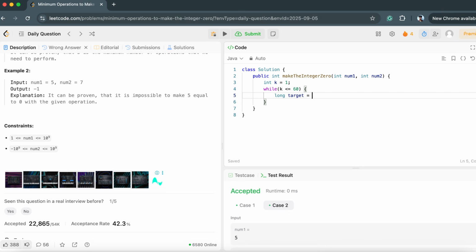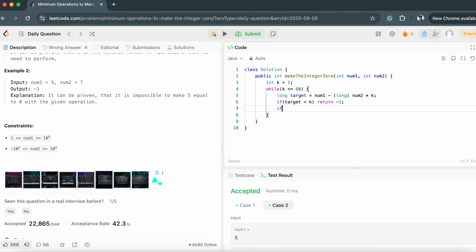So let me define here a target, num1 minus num2 times k, which is something what we are multiplying, right? So I have to consider this num2 as long. Okay, otherwise we may get integer overflow. So yes, this is something what we can do. Now this target that we got, right? So the first thing we can check is if this target itself is less than k, like those many operations that we are trying to perform. Okay, 2 to the power of 0, 1, 2, 3, whatever the values that we are getting, if the target is less than k, then in that case we will simply return -1.